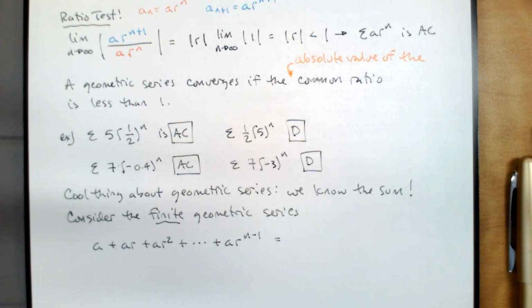So here we have a finite geometric series with n terms. Notice that we started our counting at 0. That first term a is a times r to the 0 power, a times r to the first. So when I write n terms, I have a times r to the n minus 1. So I have n terms with a common ratio of r.